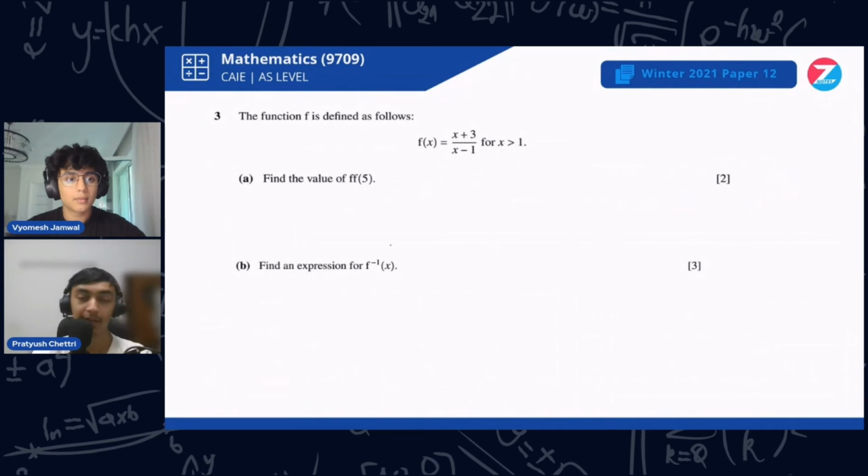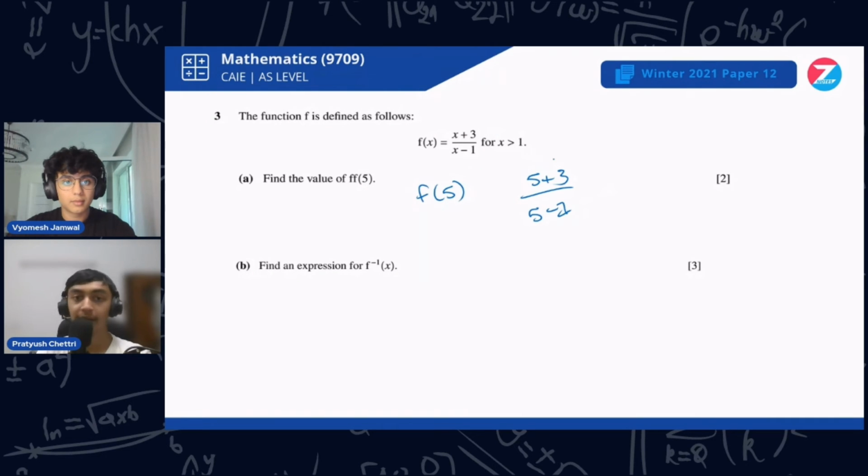The function is defined as follows. Find the value of function 5. You don't have to rearrange and make a whole fancy thing. You can just do what Vyomesh showed earlier. First, find the value of f of 5, which I will put here as 5 plus 3 over 5 minus 1.